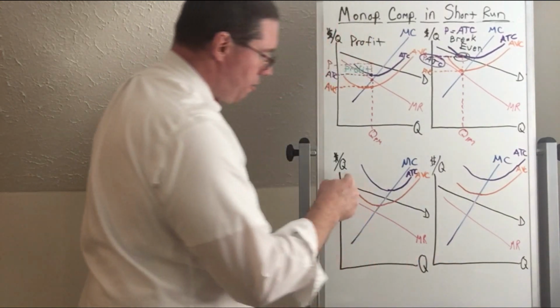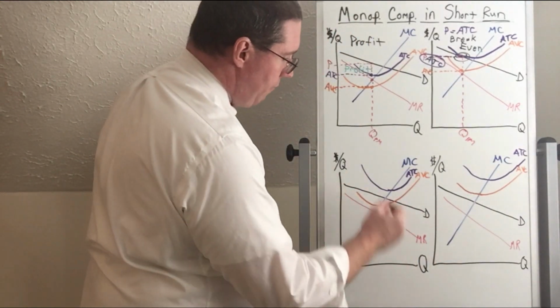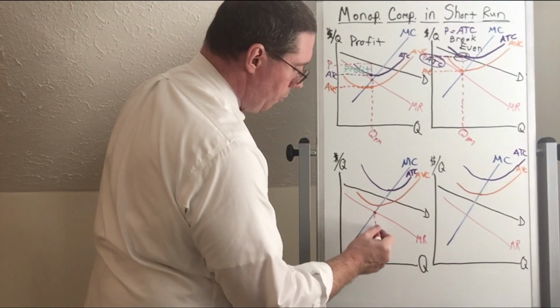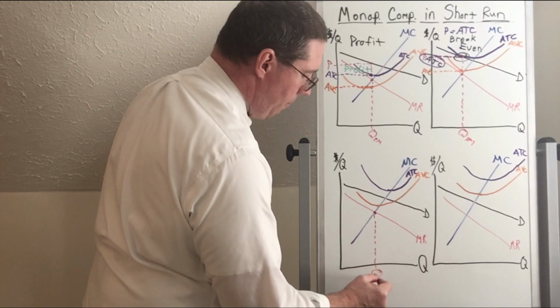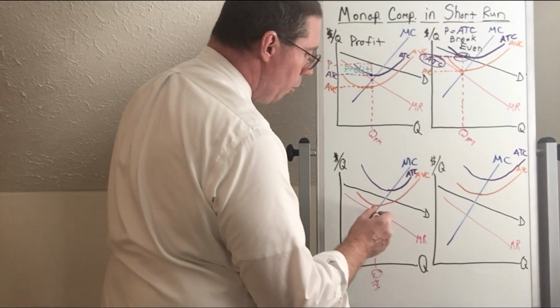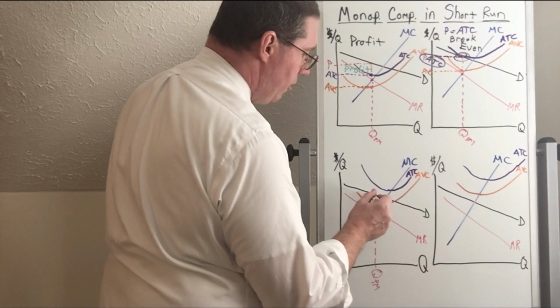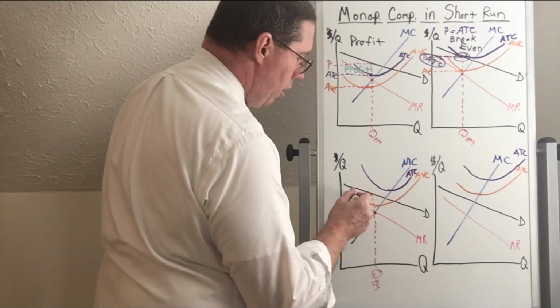All right, let's come down to this bottom left one here. Marginal revenue equals marginal cost right here. We're going to bring that down here. That'll be our profit maximizing quantity. We're going to bring that quantity up to the demand curve and over.